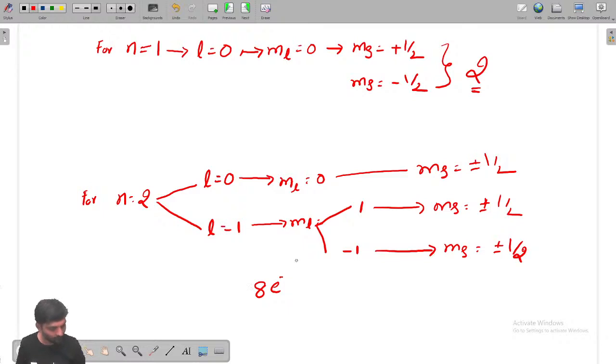Correct, Mahendra. Correct, Sandhya. So the earlier you commented I, correct: for n is equal to 7, you have I. Right? So 8 electrons will be found. So if you look at here, what happens?